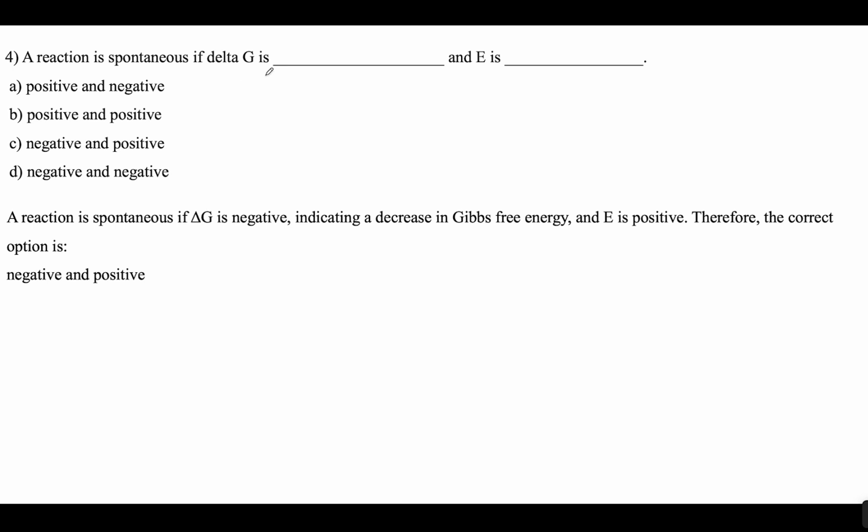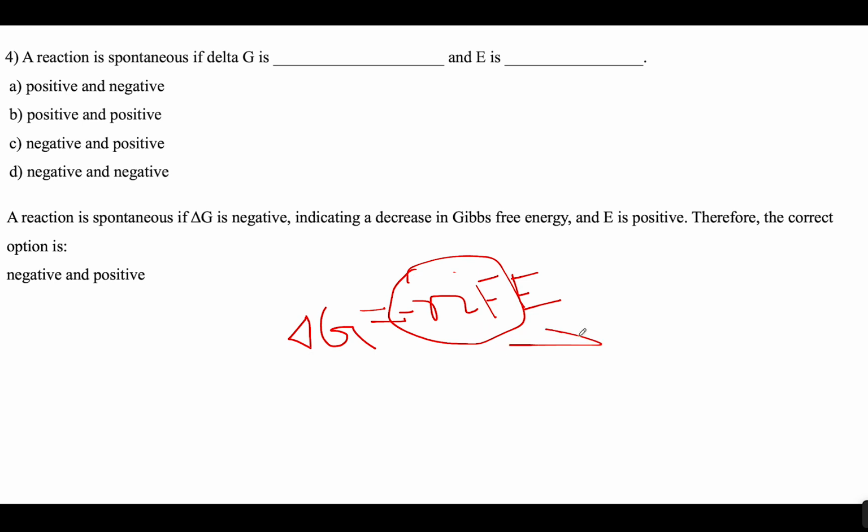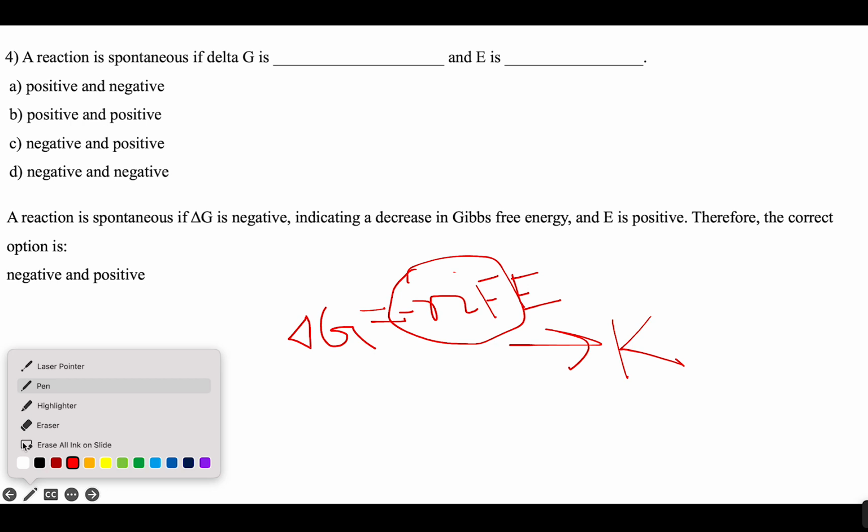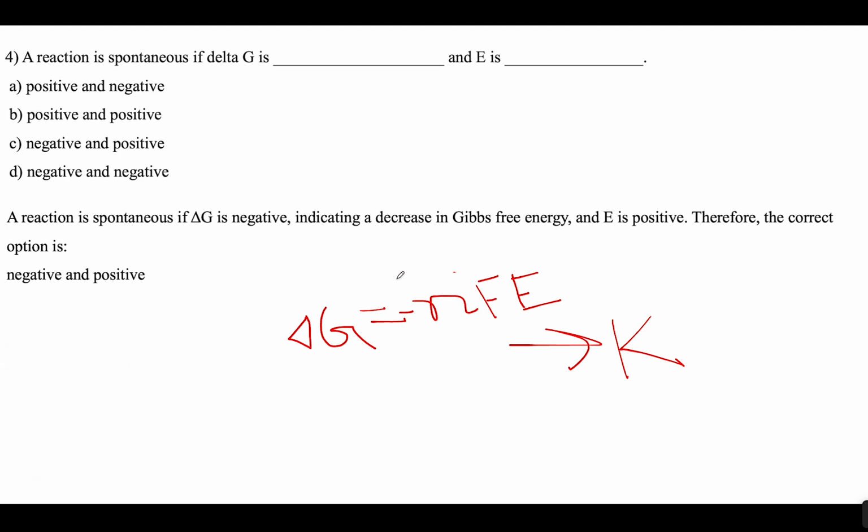A reaction is spontaneous if delta G is dash and E is dash. As I said, from the Gibbs free energy equation, the common equation that determines the spontaneity of the reaction is delta G equals minus nFE. Suppose we consider n and F together as a constant K. So the value of n and F is a constant, and delta G depends on the sign of E.